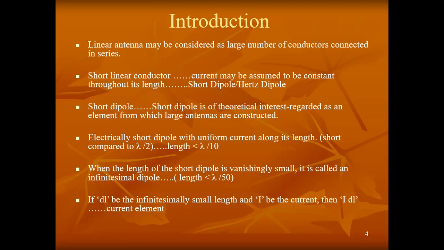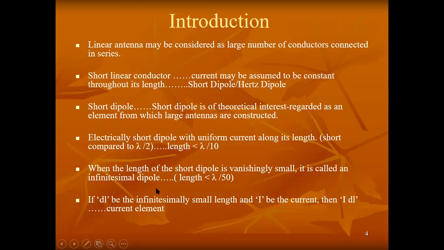As in the previous lecture we discussed what a dipole is, and the significance of lambda. Here, an electrically short dipole with uniform current along its length is short compared to lambda by 2. The length is less than lambda by 10. When the length of the short dipole is vanishingly small, it's called the infinitely small dipole antenna. Its length is comparatively less than lambda by 50.